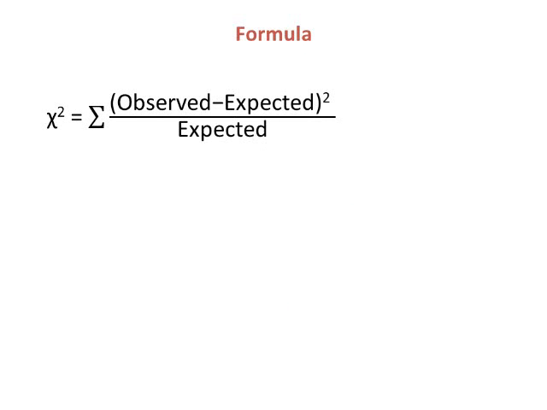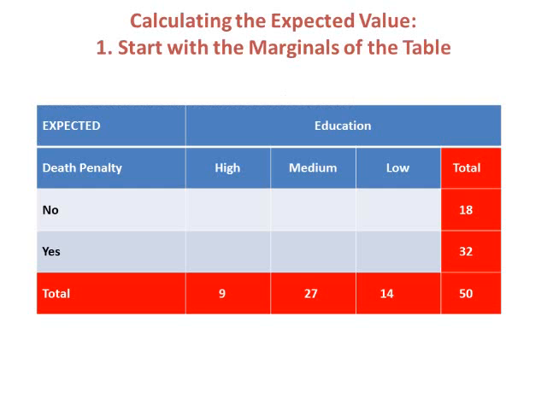Here is the formula for the chi-square statistic. In the numerator, we take the difference of the observations in each cell from what we would expect if the distribution of data were random, and square it. The denominator is the expected value for each cell. The resulting chi-square number can range from 0 to infinity. The big issue is how to find the expected value.